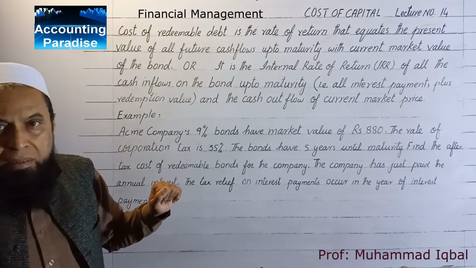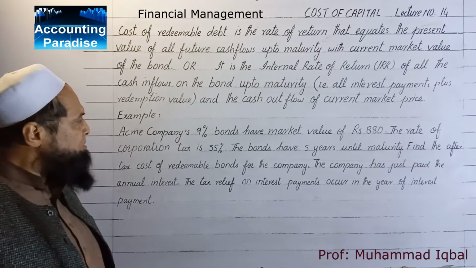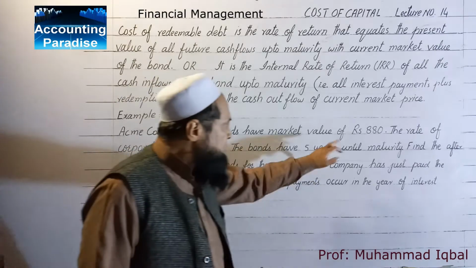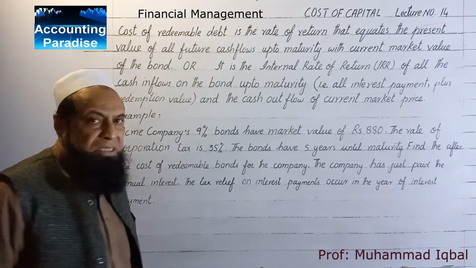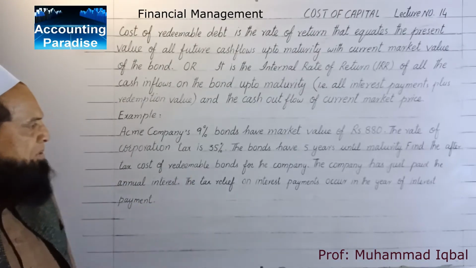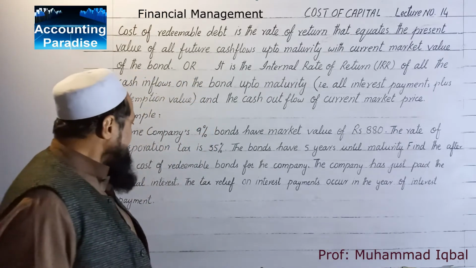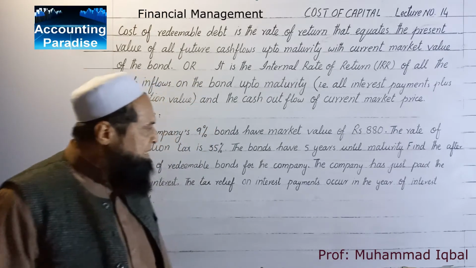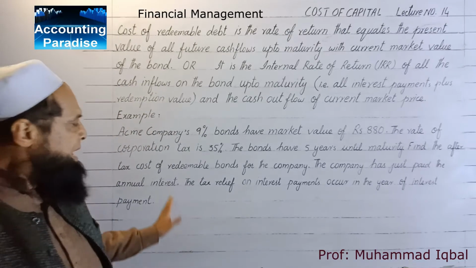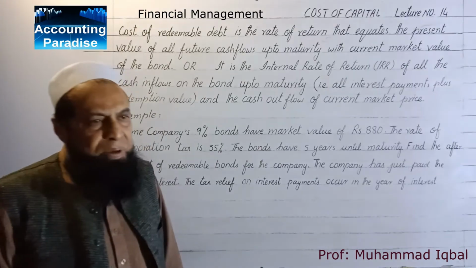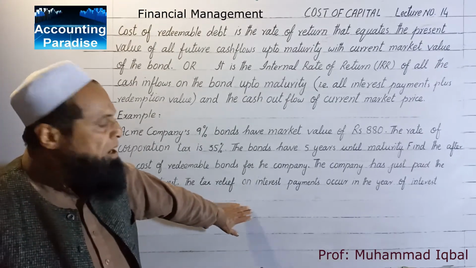The example is: Acme Company's 9% bonds have a market value of rupees 880. The rate of corporation tax is 35%. The bonds have 5 years until maturity. Find the after-tax cost of redeemable bonds for the company. The company has just paid the annual interest, and the tax relief on the interest payment is in the year of interest payment. Now we will solve this example.